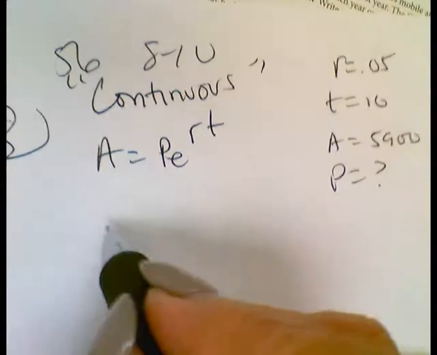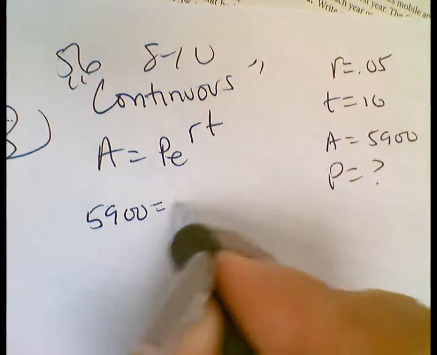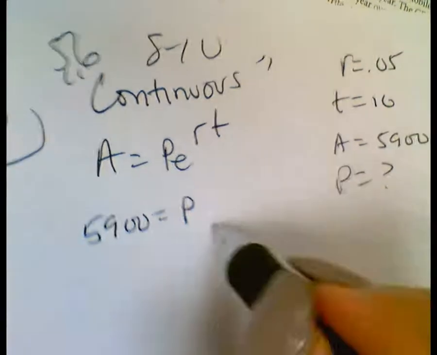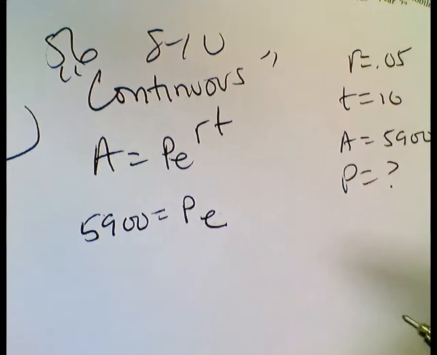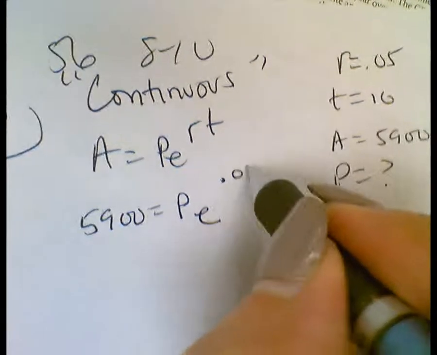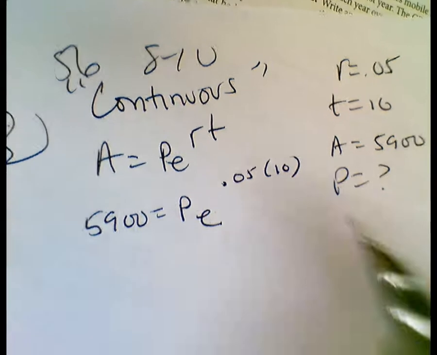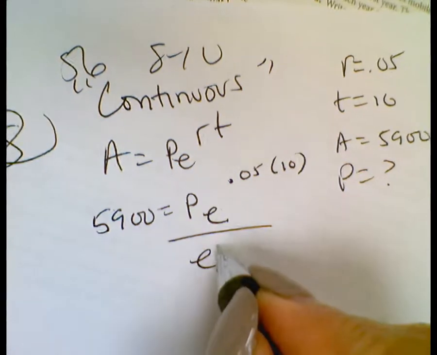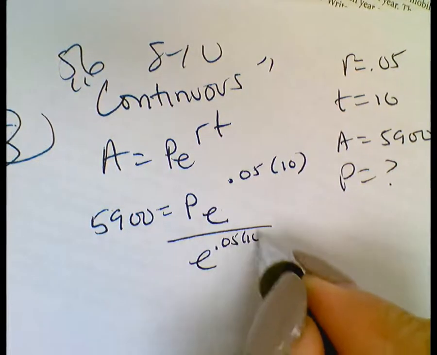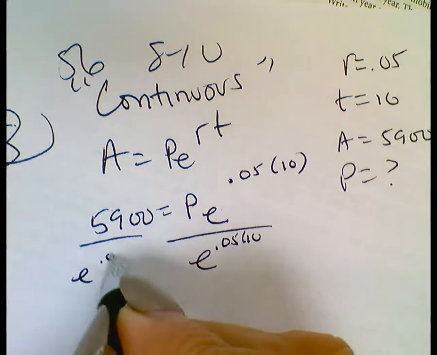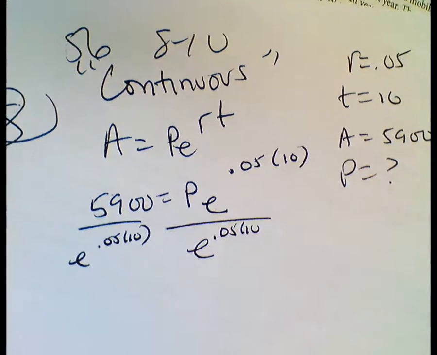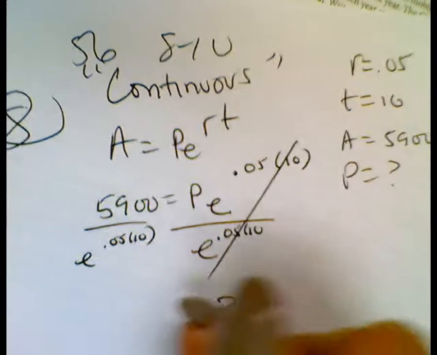So we go to Pe^(rt). We now have 5,900. We do not know what P is. But e is a number. e is not a variable. Your interest rate is 0.05 and your time is 10. So what we're going to do is divide both sides by e to the 0.05 times 10, and that's going to cancel and you're going to get your initial investment.